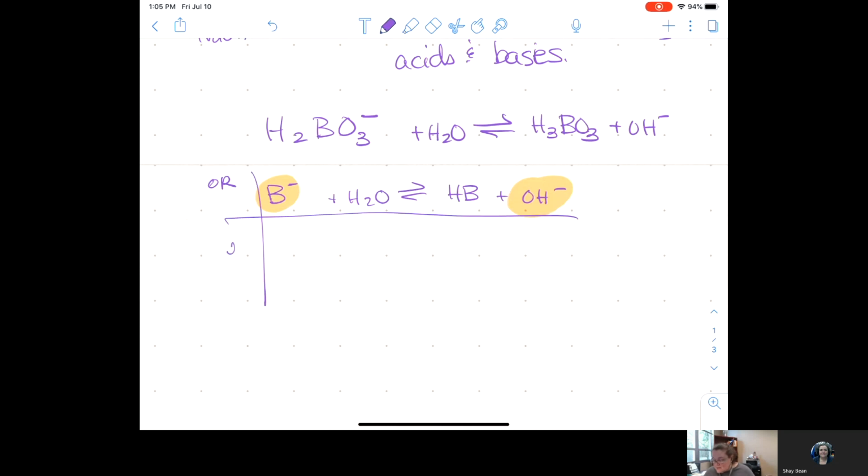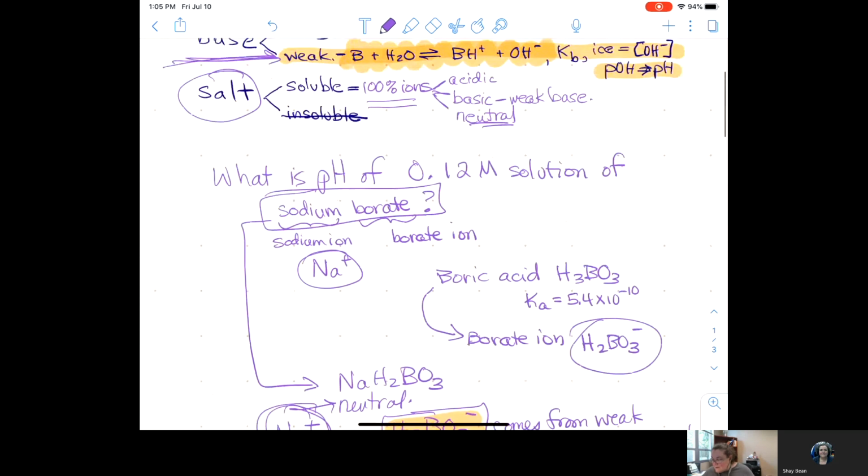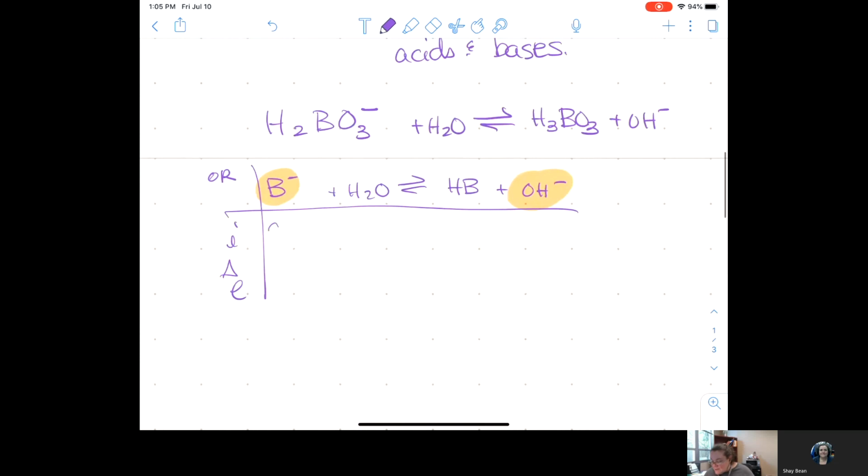And so I set up an ICE table. Let me go back to my problem because I've already forgotten. It is a 0.12 molarity solution of that salt. Since it's a 1-to-1 dissociation, that means that the borate ion will be 0.12 molarity, 0 and 0, minus X, plus X and plus X.